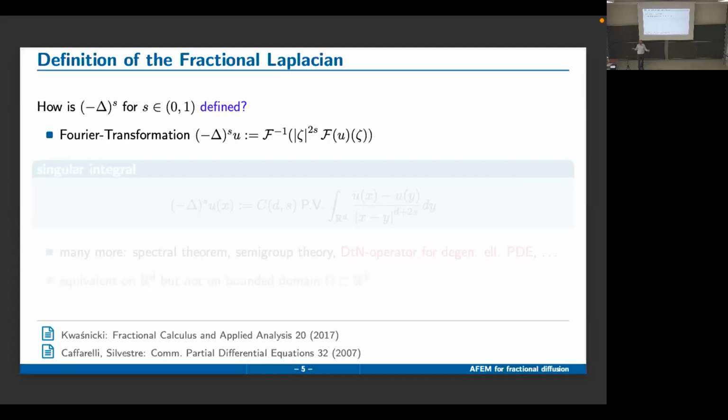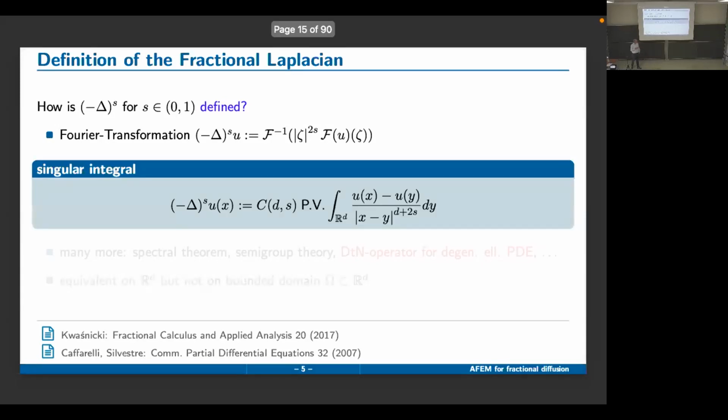Obviously, we won't do numerical analysis with that. But yeah, you can define it in this way. But there are many more. And there is a nice work by Kwaśnicki, which is named Ten Equivalent Definitions of the Fractional Laplacian. So this is the main work on these definitions. We're using the so-called integral fractional Laplacian, which is defined as a singular integral.